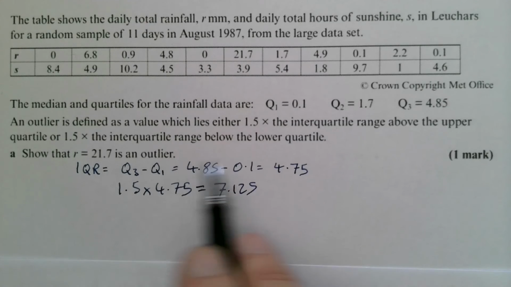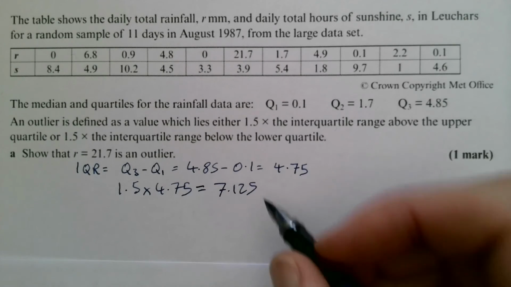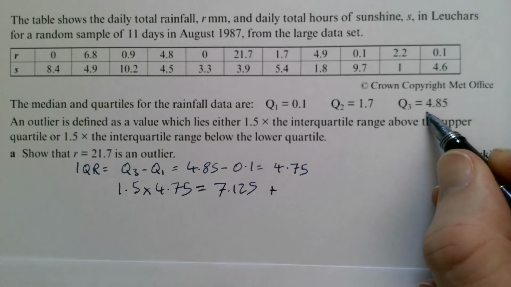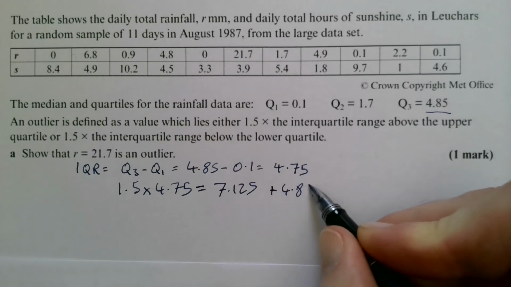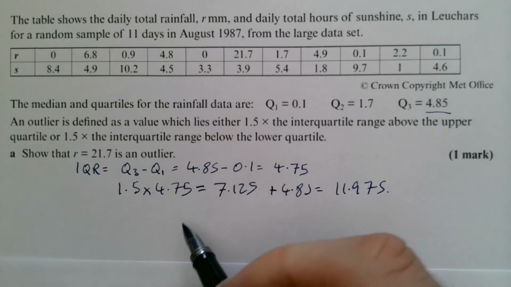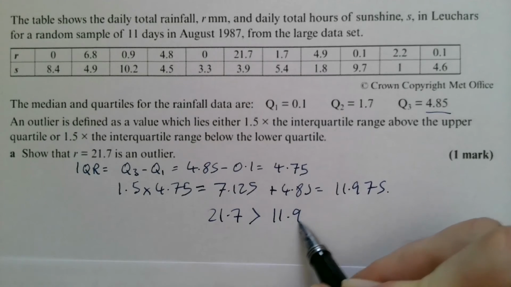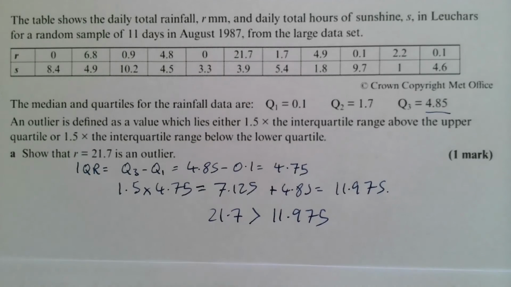We're at the upper end for this one, aren't we? This is above it. So if we add this to the upper quartile, you get 11.975. So because 21.7 is bigger than 11.975, it must be an outlier. So we've shown it.